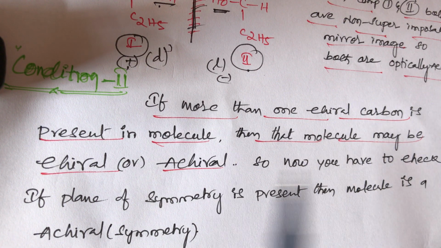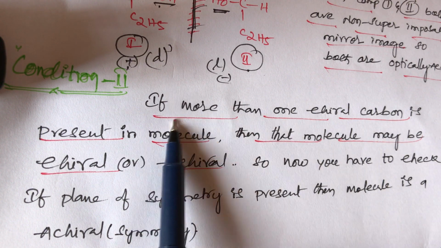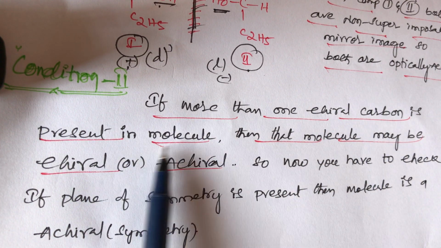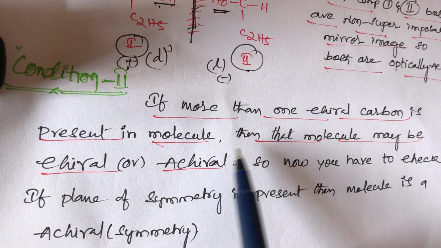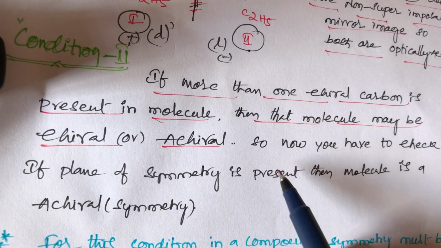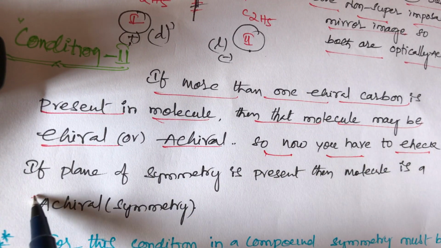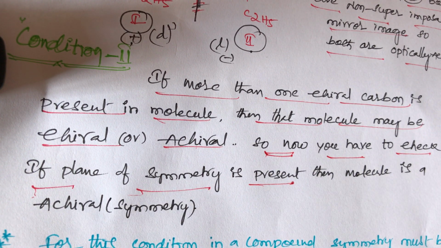But if more than one chiral carbon is present in a molecule, now what to do? Then that molecule may be chiral or achiral. Now you have to check whether a plane of symmetry or center of symmetry is present. If so, that compound will not show optical activity.